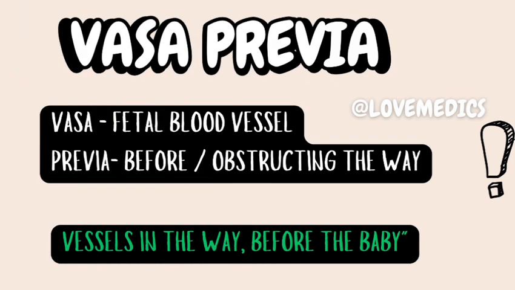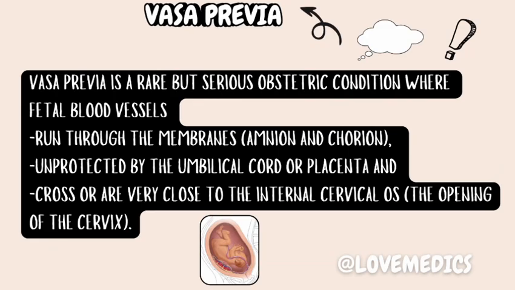What is Vasa Previa? Vasa means fetal blood vessel. Previa means before or obstructing the way. So the vessel in the way before the baby. So the vessel obstructing the pathway. Vasa previa is a rare but serious obstetric condition where fetal blood vessels run through the membrane.